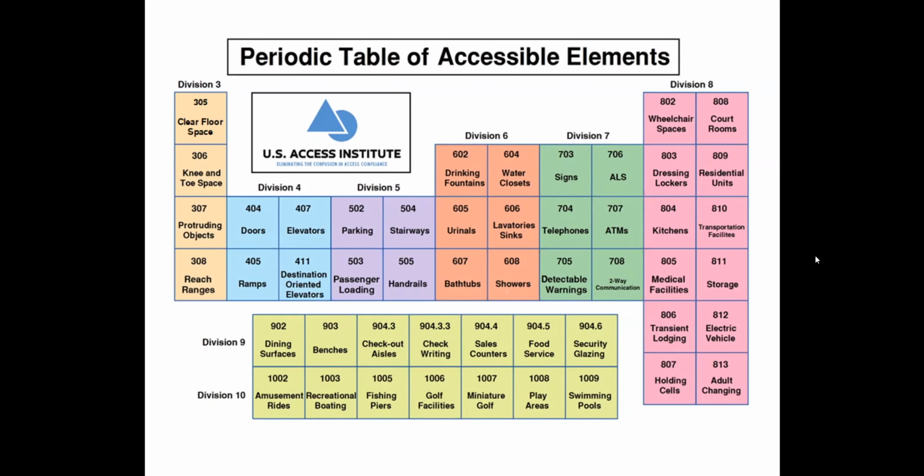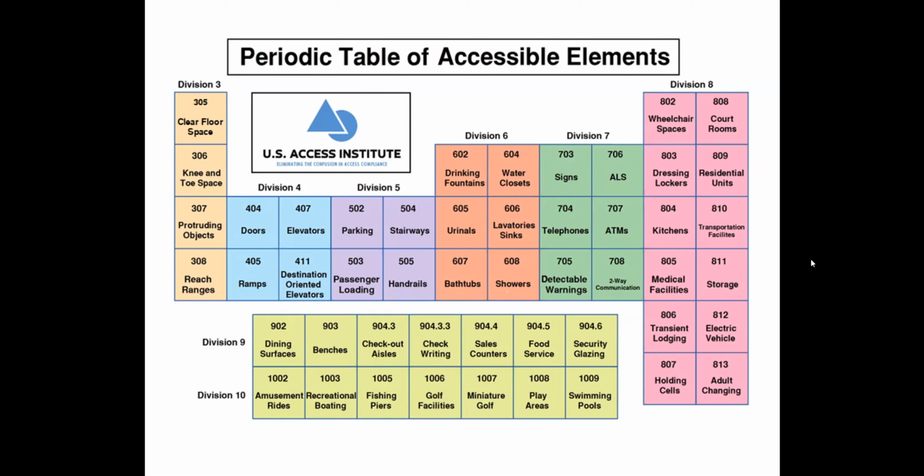Access Institute, LLC. Today we look at one specific element in our lesson series called Accessibility by the Element. That's where we take a quick look at the accessibility requirements of one specific element. We also do a comparison of the different ADA and state access codes and standards. We try to cover it from coast to coast. Remember, our goal is eliminating the confusion in access compliance. So check us out at www.usaccessinstitute.com.